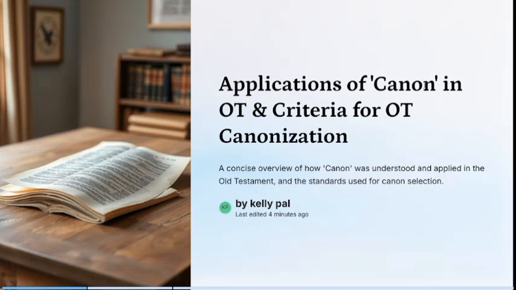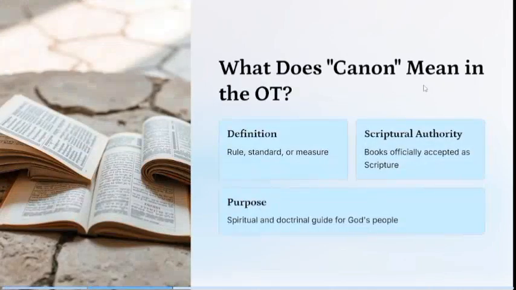Last time I treated the definition of canon and canonization and the process or criteria for that canonization. So now we'll be moving on to the applications of canon in the Old Testament, and also we'll look back on what we did on the criteria for the Old Testament canonization. So starting with the word canon.